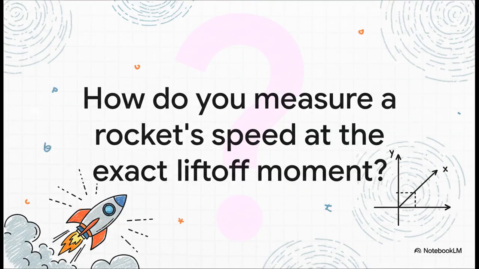So let's start with a puzzle. How in the world do you measure the speed of a rocket at the exact instant it lifts off? I mean, think about it. At that single moment, no time has passed and it hasn't covered any distance, so its speed should be 0 divided by 0, right? How does that even work? It's kind of a paradox. And this is precisely the kind of question that calculus was invented to answer.